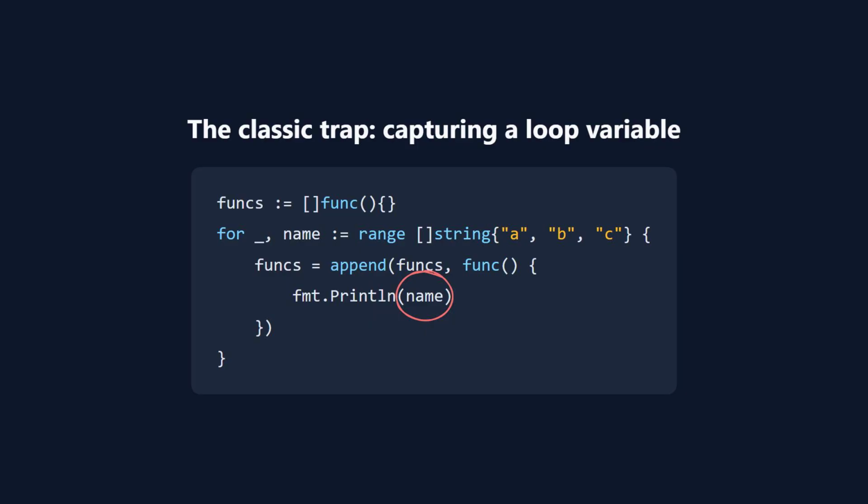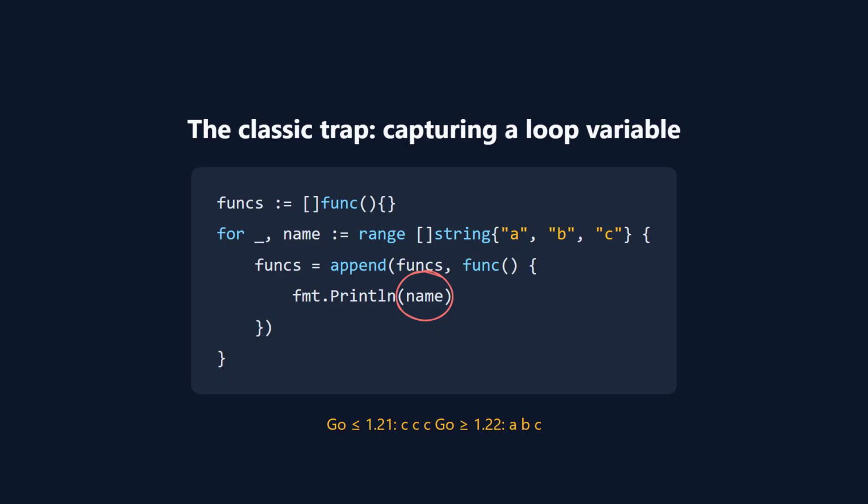In Go 1.21 and earlier, there was only one name variable, reused by every pass of the loop. All 3 closures captured that same one variable, and by the time you called them, the loop had finished, and it held its last value. So all 3 printed C. This caused so many real bugs, particularly with goroutines, that the language itself was changed.